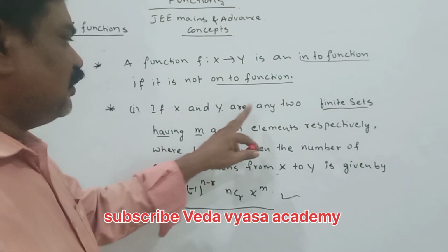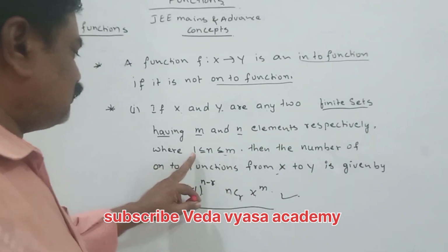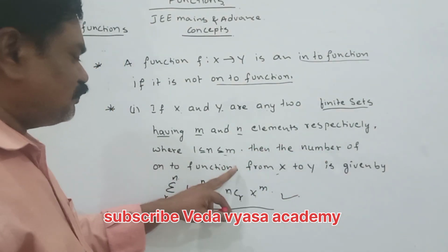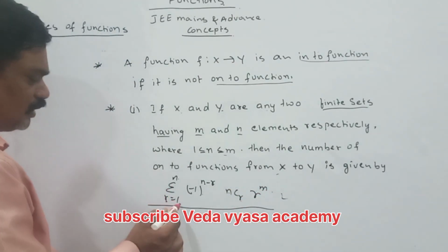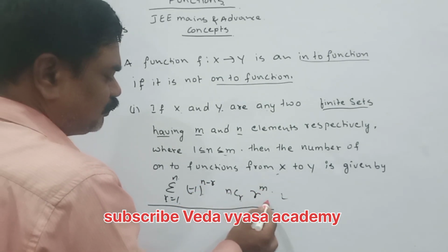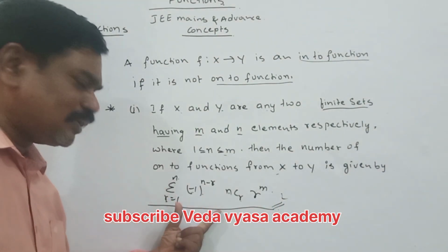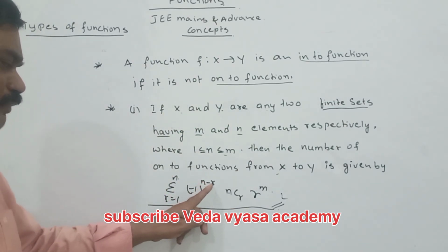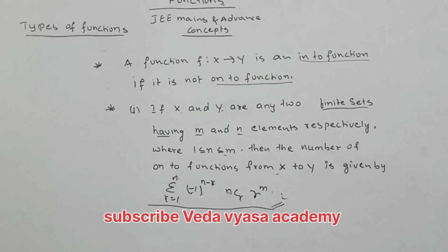If X and Y are any two finite sets having m and n elements respectively, where 1 ≤ n ≤ m, then the number of onto functions from X to Y is given by the sum over r = 1 to n of (-1)^(n-r) nCr r^m. This is the important result. Number of onto functions from X to Y is the sum over r = 1 to n of (-1)^(n-r) nCr r^m. This is the result.